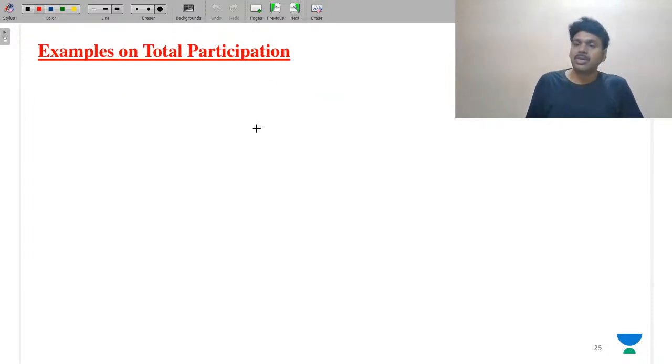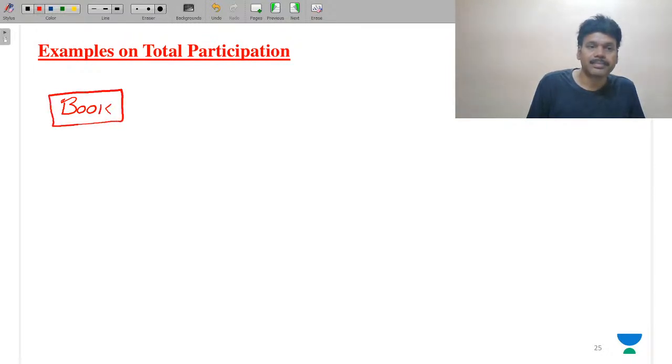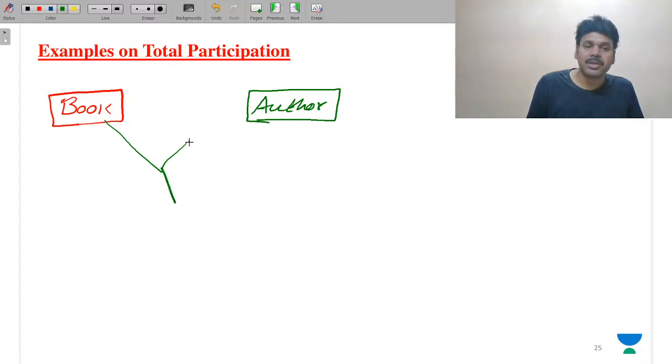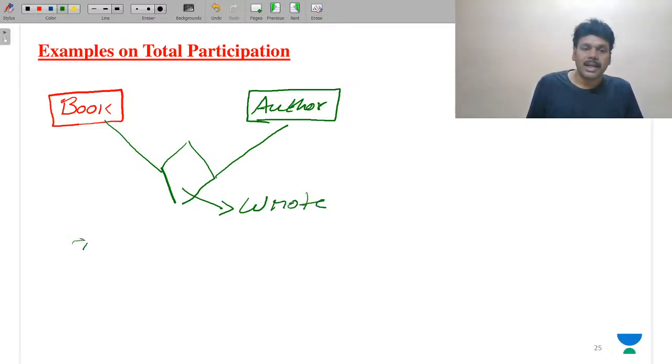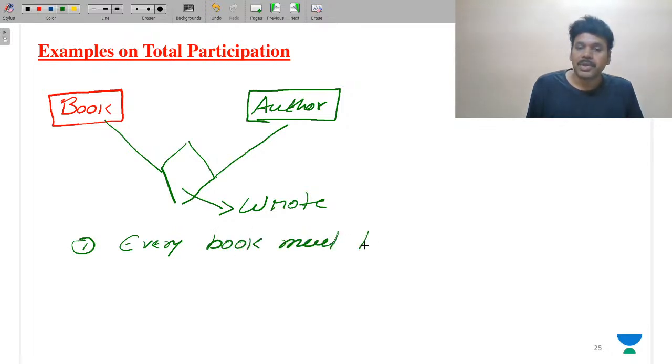So let me give some examples on total participation. Book is an entity and author is an entity. Both are participating in the relationship for minimum and maximum. Please observe the conditions carefully. The relationship name is wrote. Condition number 1: every book must have an author. Without an author, you cannot write a book.